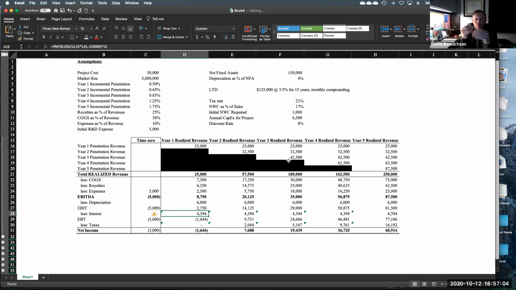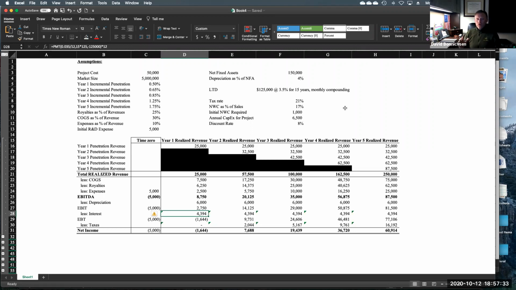Okay. So in Mark's world, if you're dealing with a mortgage and you've got a $125,000 loan at 3.5% for 15 years that compounds monthly, the equals PMT is going to give you the total monthly payment for that mortgage. Or in this case, converting it to an annual payment, the total debt service for this company.